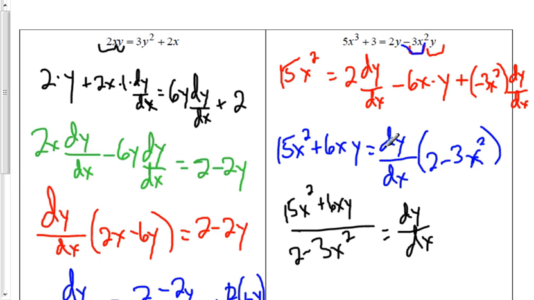And there are no common factors in the numerator that will cancel out with common factors in the denominator. So the derivative of this implicitly defined equation is 15x squared plus 6xy all over 2 minus 3x squared. Okay? That's it for day 28 notes, part 3.